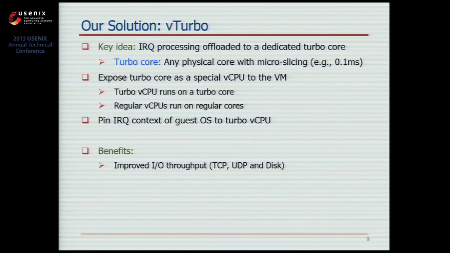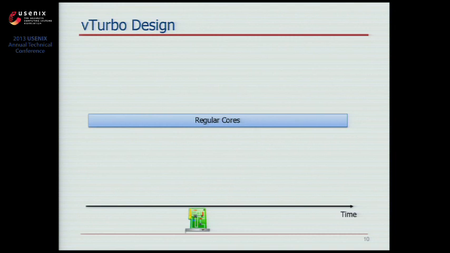Another advantage of our solution is that it enables a self-adaptive system. Because the guest OS knows the workload running inside, it can determine whether to use the Turbo core or not by itself. Many existing solutions require classifying the VMs into CPU-intensive or I/O-intensive VMs in advance. But such a classification is not easy in the real world because most workload in the cloud is mixed and unpredictable. Now let's see the design of vTurbo.